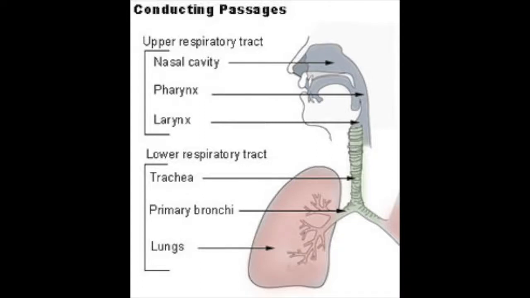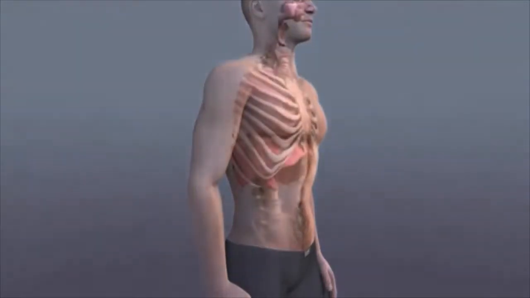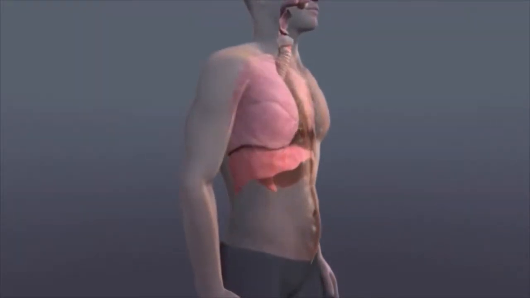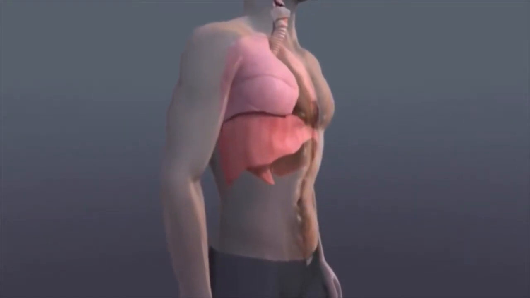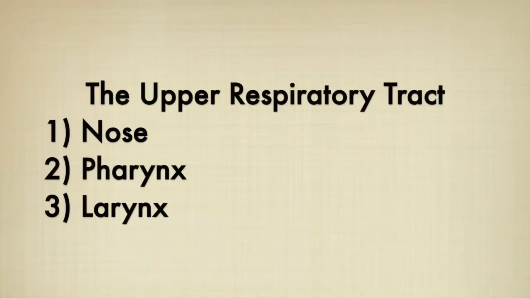The human respiratory system can be divided into the upper respiratory tract and the lower respiratory tract. The many organs that make up this system allow us to exchange oxygen from the environment with carbon dioxide from our body. The upper respiratory tract consists of the nose, pharynx, and larynx.